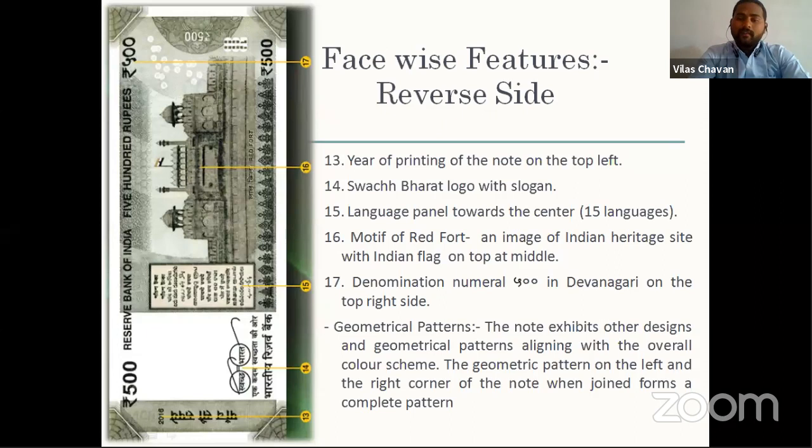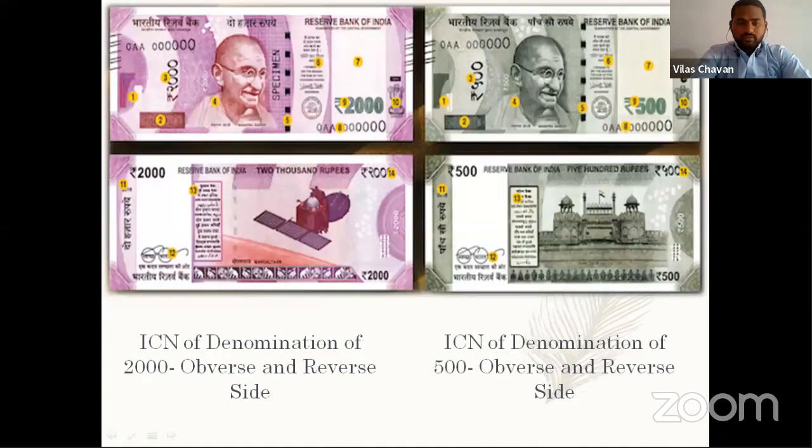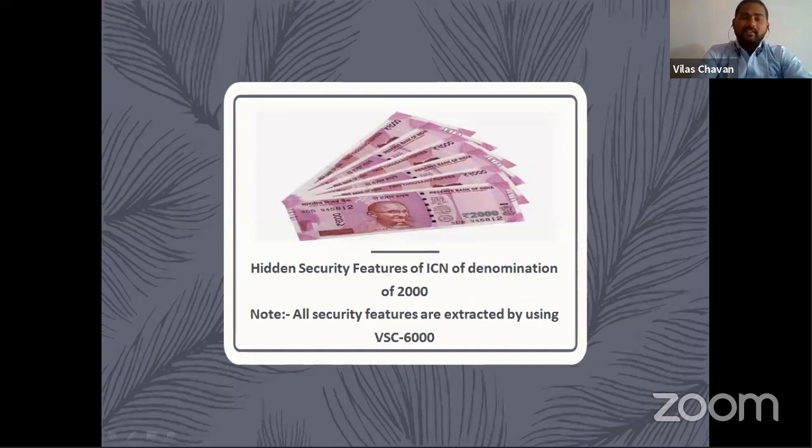Then the denominational 500 in Devanagari on the top right side, and same as the 2000 note, geometrical patterns are there. When we join all four corners, it forms a complete pattern, which is very hard to counterfeit in a fake currency note. So this is the obverse and reverse side of both the denominations 2000 and 500. Now we'll discuss the hidden security features of Indian currency notes of denomination 2000 and 500.